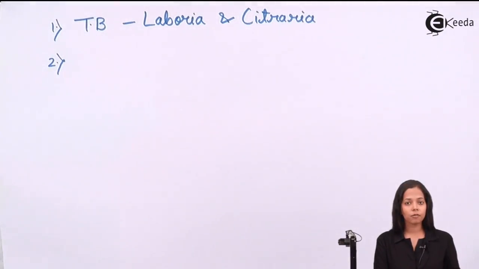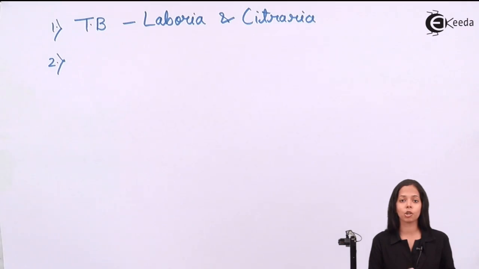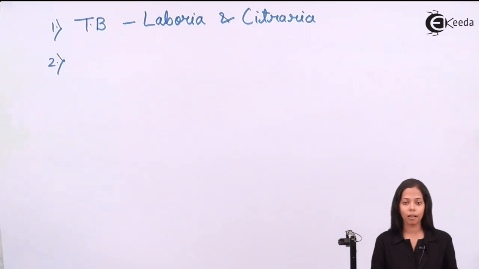The second disease which is cured by using lichen is hydrophobia. Hydrophobia is a symptom in rabies. The one who is suffering from rabies shows the symptom of hydrophobia. Hydrophobia means disliking for water. Now, which lichen is used for this purpose? It is called Peltigera.